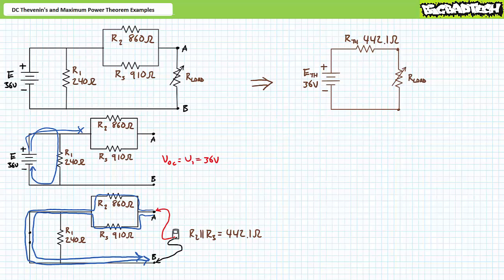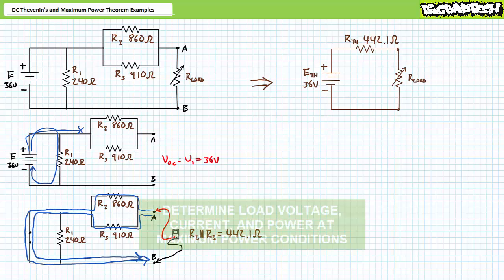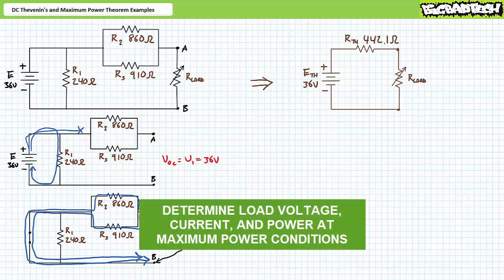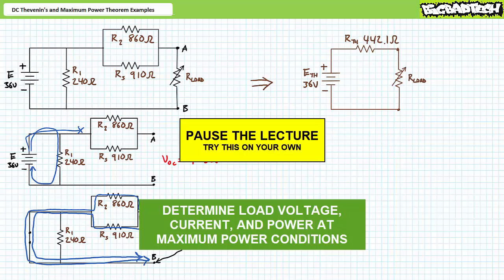Our Thevenin equivalent circuit is therefore the series combination of ETH at 36 volts and RTH at 442.1 ohms in series with a variable load resistor, R load. Stage 2 of this illustrated example problem now dictates we determine the load resistance which receives maximum power. Additionally, see if you can solve for voltage, current, and power for the load at conditions of maximum power. By all means, pause the lecture and try stage 2 on your own. If you're tracking, you should have obtained the following results.